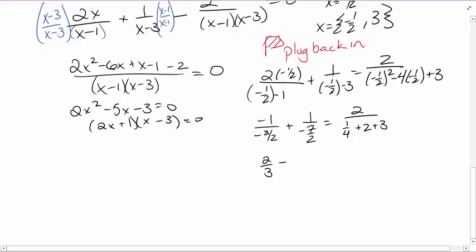Here I'll get negative 2/7. Here I'll get 5/21. When I flip that, I'll get 8/21. Create a common denominator over here. I would get 14 minus 6, and that does indeed equal 8/21.